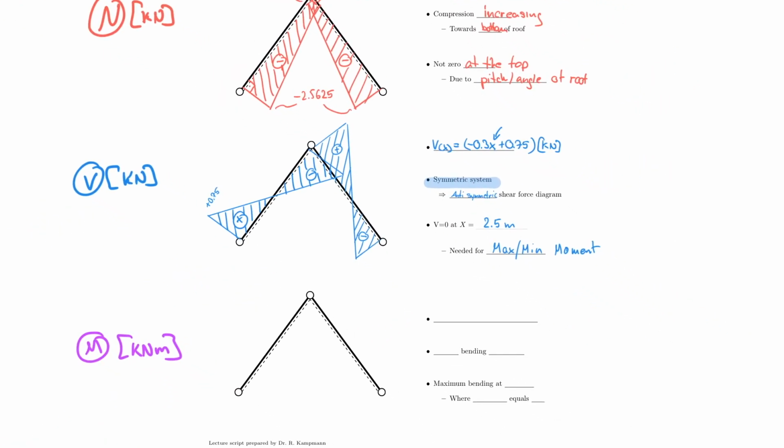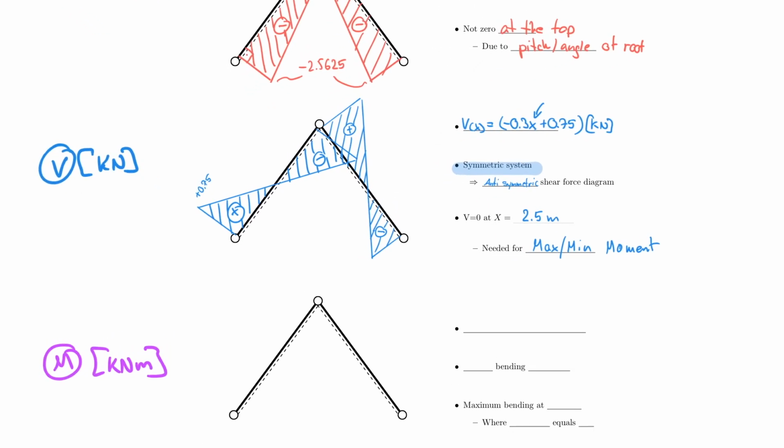So let's look at that now. Let's look at the moment, but not until we have reviewed the shear force diagram again. So again, this equation was valid for this member here, A to C. And when I plug in 0 for x, I end up with 0.75. If I plug in 5, then I end up with minus 0.75. Whereas on the other side, I have 0.75 and minus 0.75.